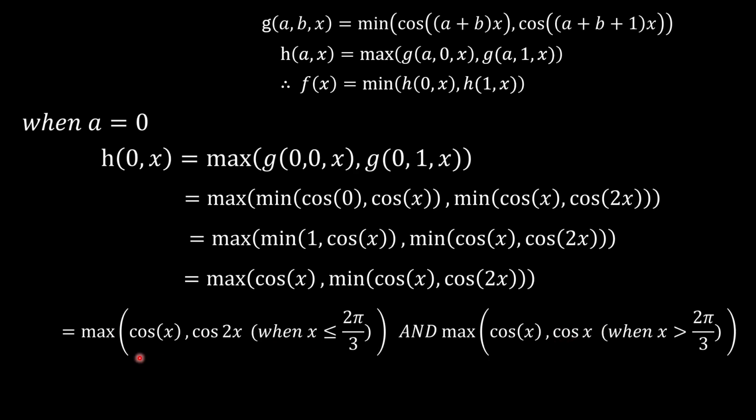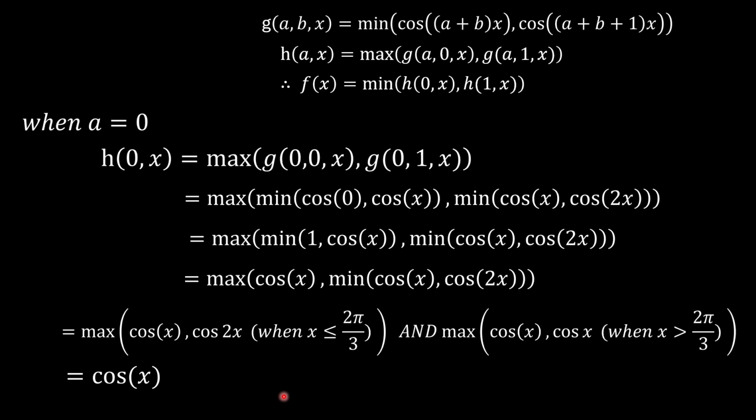Now we need to derive the maximum between cosine x and cosine 2x, right? In that domain, obviously cosine x is the maximum, since we've already found out that cosine 2x is below cosine x in this domain. And here, since we have cosine x, cosine x comes out. So when a equals 0, h(0, x) is going to be cosine x.